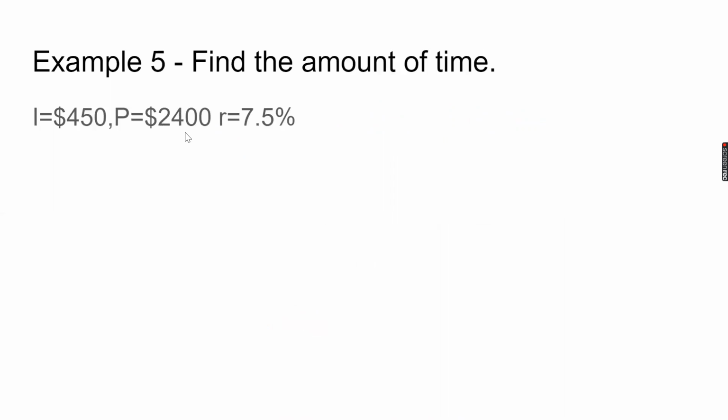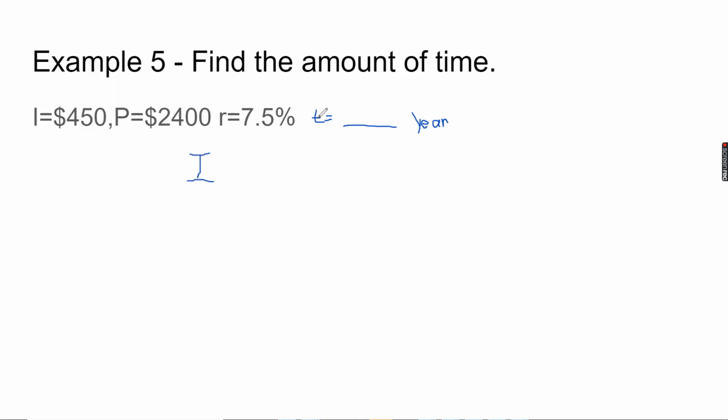So example 5, it's going to be the same idea, except this time we're looking for the amount of time. So we're going to go in. We've got these three numbers. We need to figure out how much time. And remember, time is always going to be in years. So we need to figure out how many years we have missing. So just like before, you're going to be substituting the numbers in, and you're going to be looking for what t is in this case.